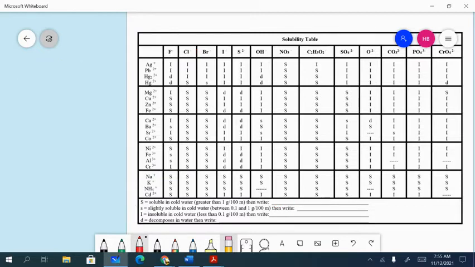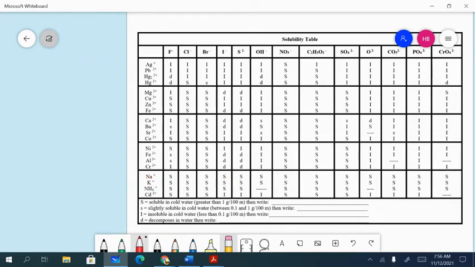Let's try another compound. Potassium nitrate. So let's identify our cation. It's going to be written in the first position, and it must be a metal. So you're going to run down the list of cations, which is on the left-hand side here. You're going to find potassium, and you're going to go over to nitrate. Also has big S, so that means that is soluble. So you're going to write AQ.